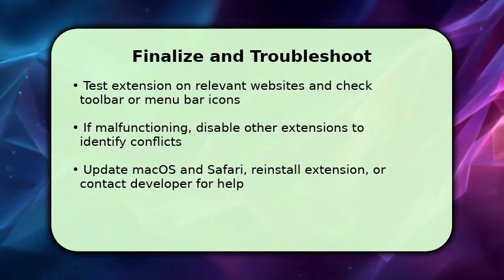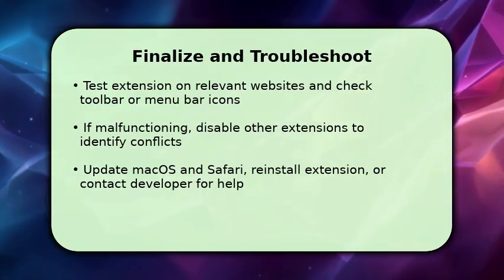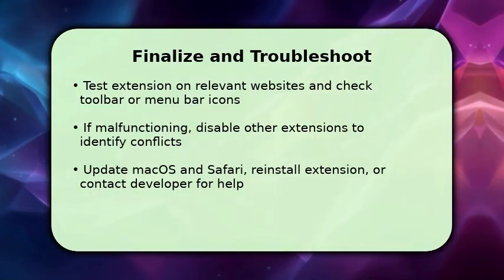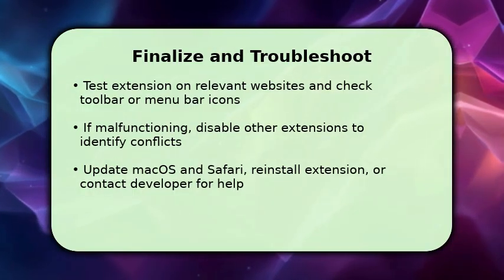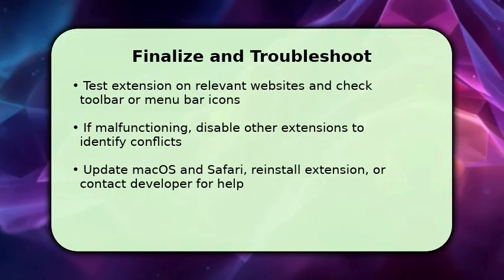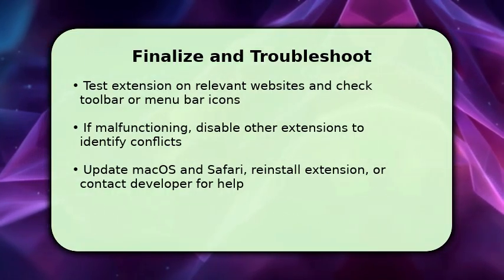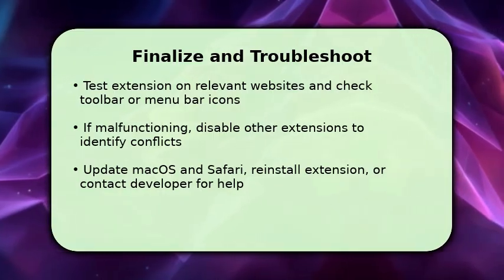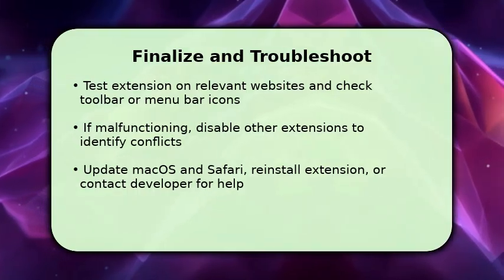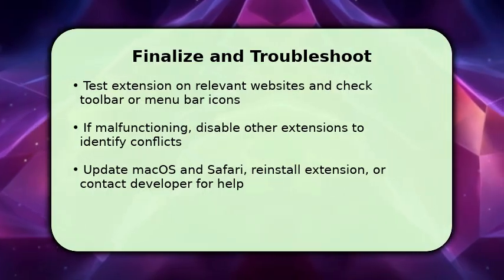You finish by testing the extension on the sites where you'll use it and verifying any toolbar or menu icons appear. If something breaks, disable other extensions one at a time to spot conflicts, because two extensions can interfere with page scripts or resources. If issues persist, make sure Mac OS and Safari are up to date, then reinstall the extension. That often clears corrupted data. If it still fails, contact the developer with logs or screenshots so they can diagnose the problem effectively.